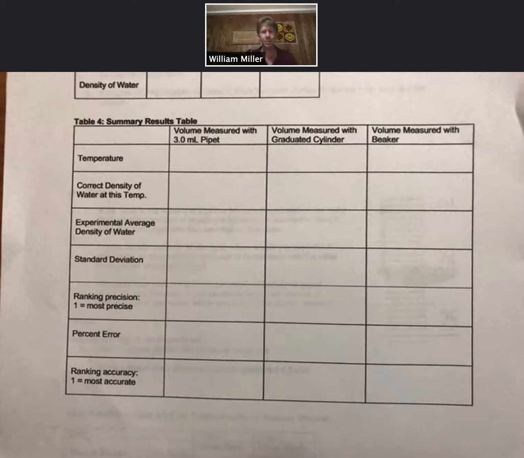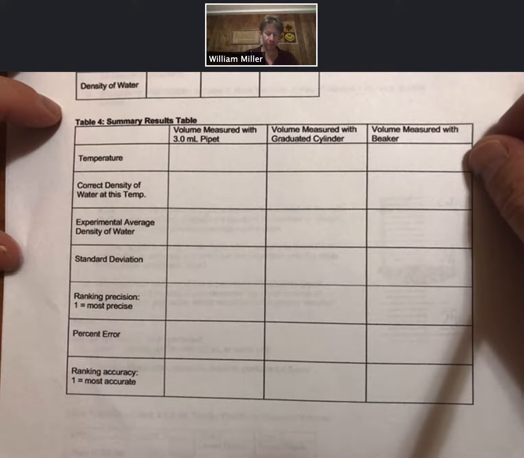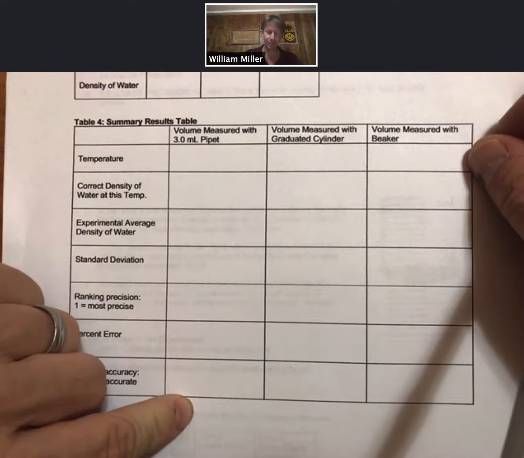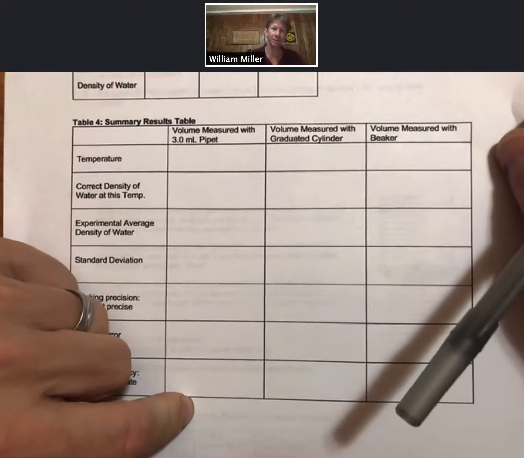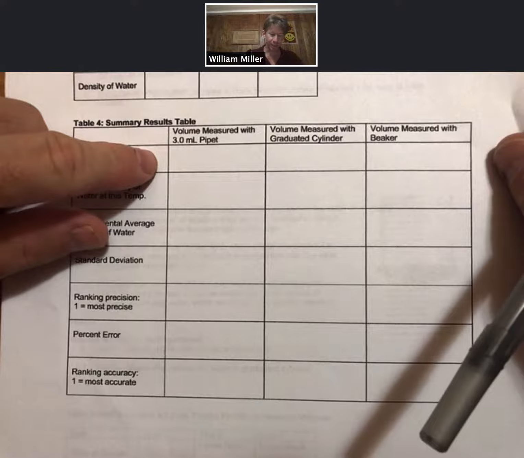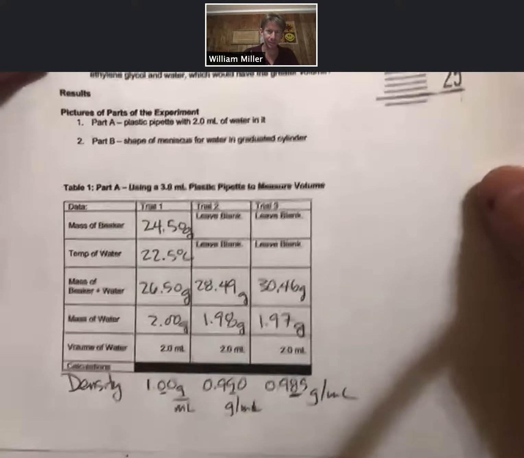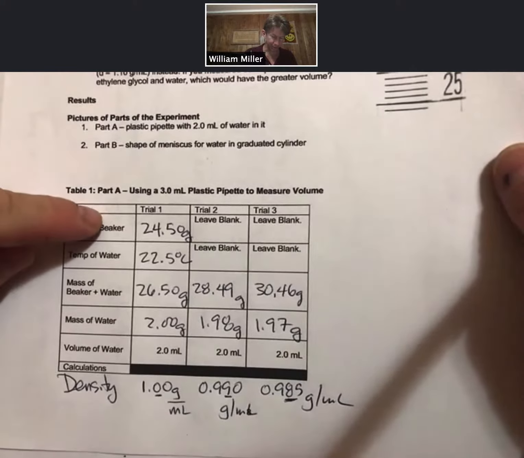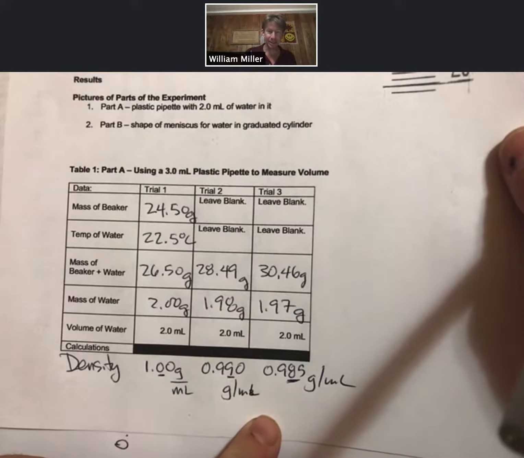This is Experiment 1, Basic Techniques, and I'd like to talk about how to fill out Table 4, the Summary Results Table. I'm going to go over the calculations for the first column, using the 3.0 milliliter pipette to measure out 2.0 milliliters. You should have your blank Table 4 and your table of values for Table 1, which includes my beaker, the temperature of my water, all my masses, and I've already done my density calculations.